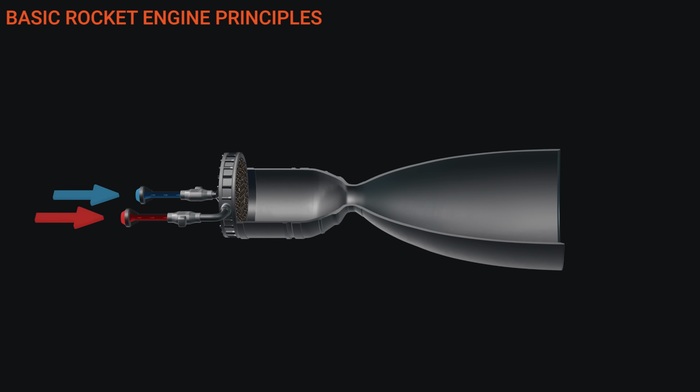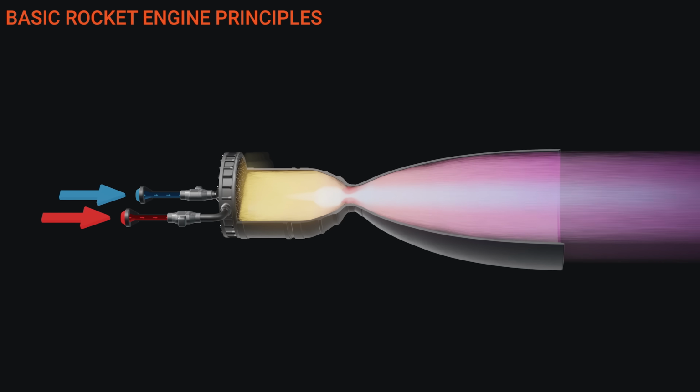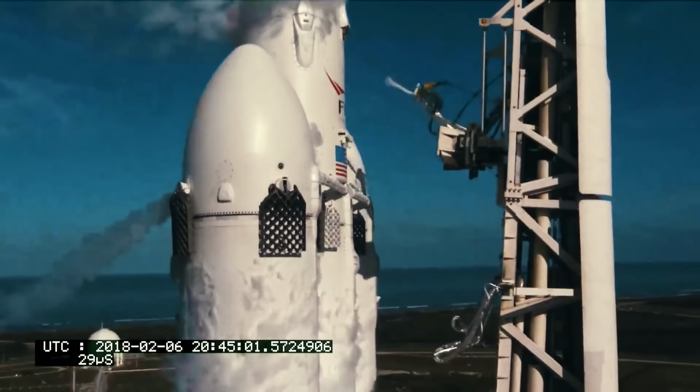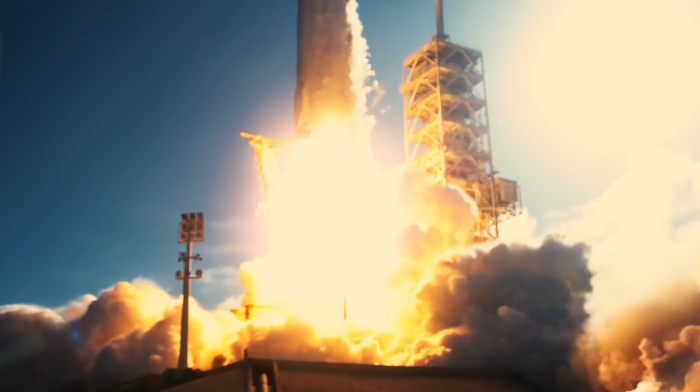A rocket engine functions under a simple concept. Throw stuff out the back as fast as possible, period. The more stuff you can throw and the quicker you can shoot it out, the more thrust you can produce. The more thrust you can produce, the more stuff like fuel and payload you can lift, and the further you can potentially go in space.